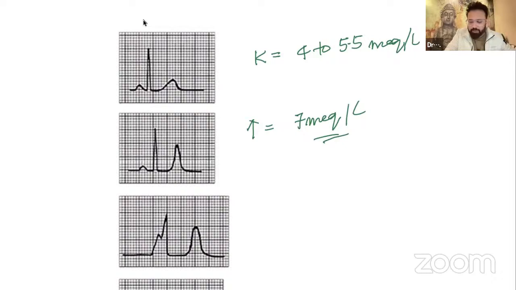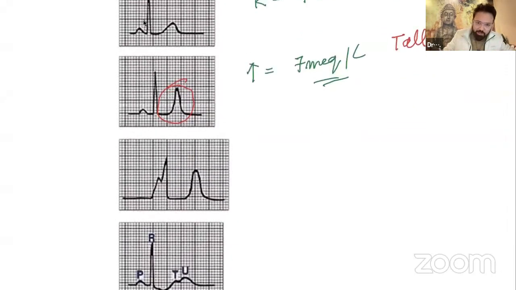So if the potassium level is 7 milliequivalent per liter, the first change will be, yes, tall T. Very good, doctors. The first change is the tall T wave. Tall T wave, very good. Tall T wave, wonderful. But if potassium becomes 8.5 milliequivalent per liter, of course the tall T wave is characteristic, you know that. But if there is severe hyperkalemia, it is the process of accommodation when your heart will stop.